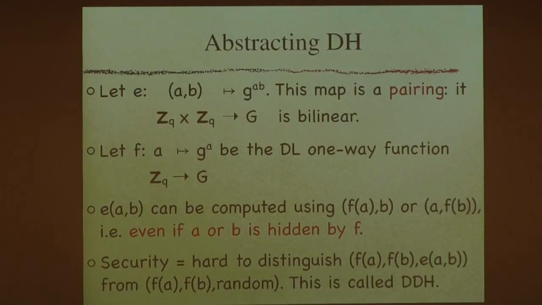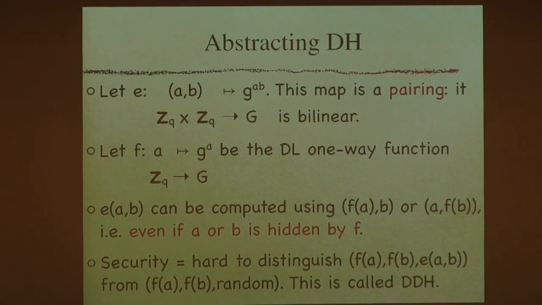So I would like to do this somehow with lattices. For that, I need to understand better what I'm doing. So what am I doing with Diffie-Hellman? There's a natural map here. It's the map that goes from (A, B) to G to the power AB, from Z_Q times Z_Q onto G. And you realize it's very easy. This map is bilinear. So in mathematical terms, it's a pairing. It's not a pairing in the crypto sense, but it's a pairing in the math world.